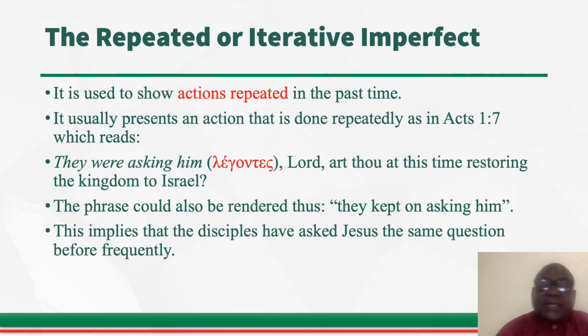Now, we have the repeated or iterative imperfect. This is used to show actions that are repeated in the past time. It usually represents an action that is done repeatedly, as in Acts chapter 1 verse 7. They were asking him, the Greek word there is elegon: Lord, art thou at this time restoring the kingdom to Israel? So you can rephrase that as, they kept on asking him, which implies that they had asked Jesus this same question before and it is being repeated.